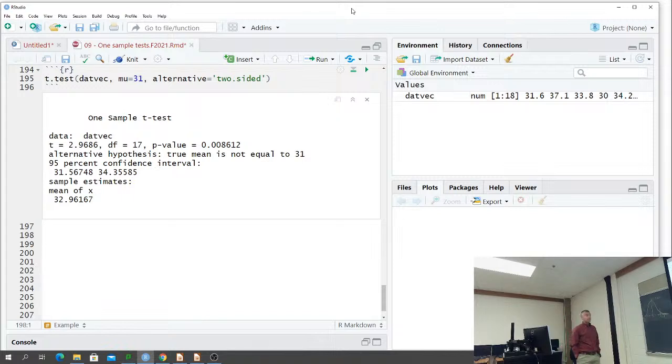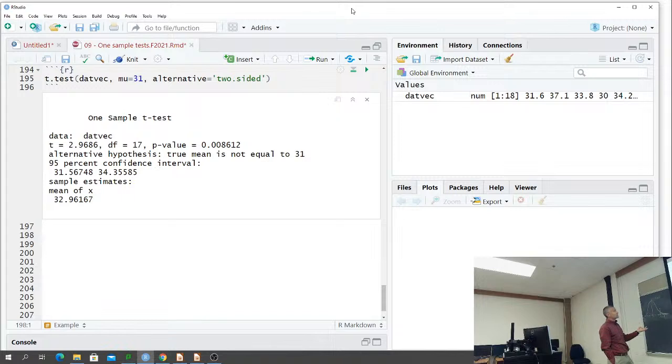Similar type of output. It's going to tell us the test that we ran, a one sample t-test. It tells us the data that we used to run it, so this was dat_vec. Then it gives us our t, that's our t observed. It gives us the degrees of freedom and our p-value. Those are the three things that we're most interested in on this test. And then it gives some extra stuff.